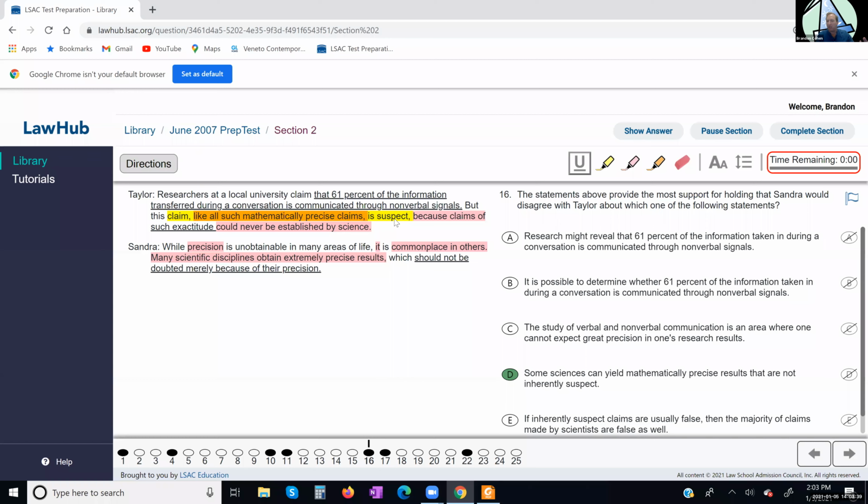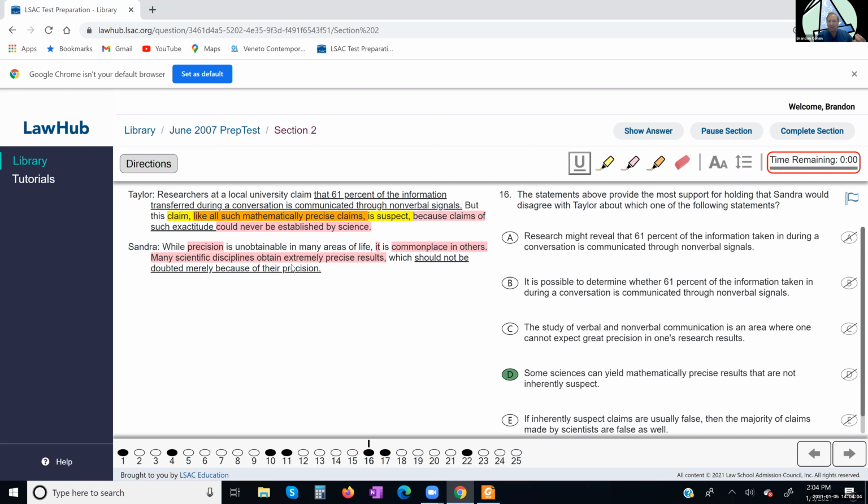So the claim is suspect. Now, the claim itself, though, I actually think we can't make a comment about Sandra because, as I said, the claim, I realize I referenced the wrong part of it. The claim is 61%. Sandra's not talking about 61. I said that earlier. What I think we can undermine is the orange, that like all such mathematically precise claims, that is really the only thing that it's directly attacking.